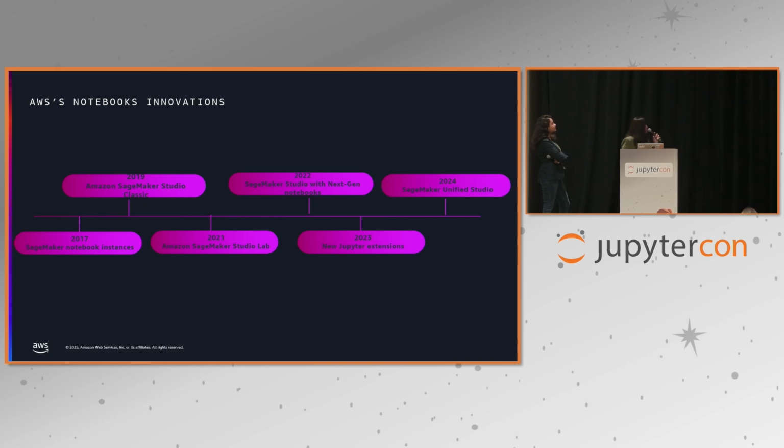In 2019, we launched SageMaker Studio Classic. SageMaker Studio Classic is a web-based end-to-end ML development platform. It's built on top of the Jupyter IDE.